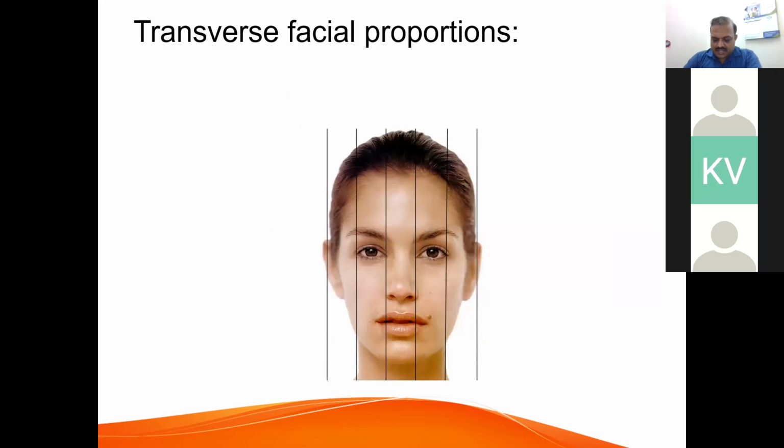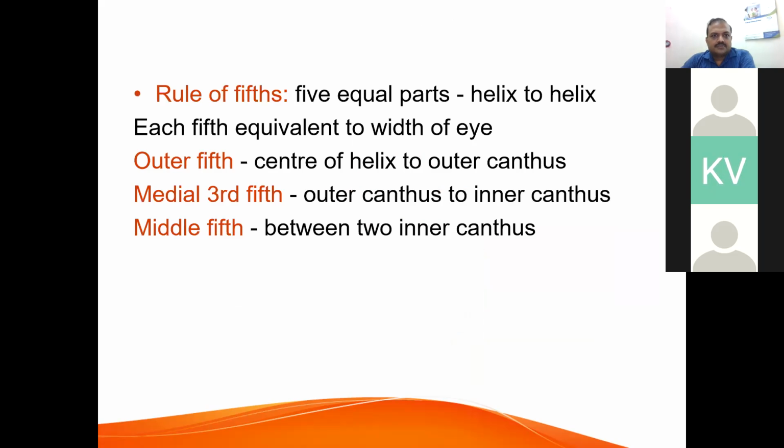Transverse facial proportions. So 5 parallel lines, 5 equal divisions are made in the transverse plane. So it's called the rule of fifths. You all are aware of that. The 5 equal parts, helix to helix, each equivalent to the width of the eye. So the outer fifth is the center of the helix to the outer canthus, and the next fifth is the outer canthus to the inner canthus, and the middle one is between the two inner canthi.